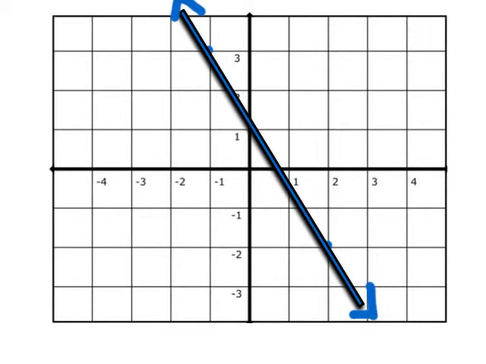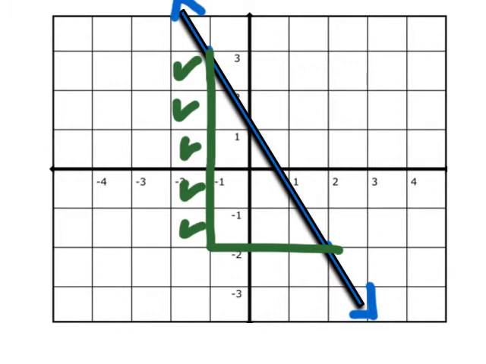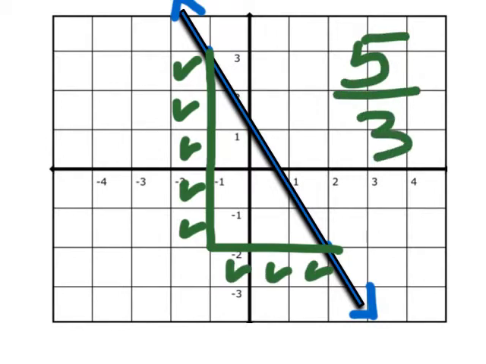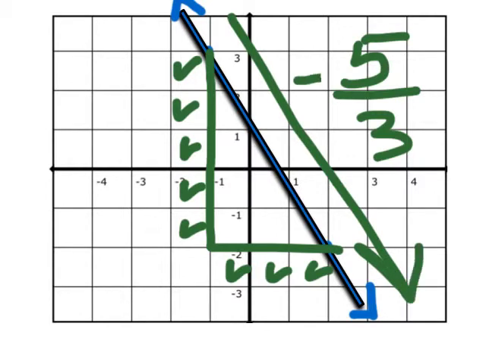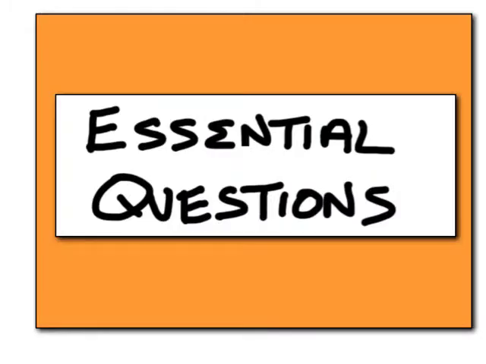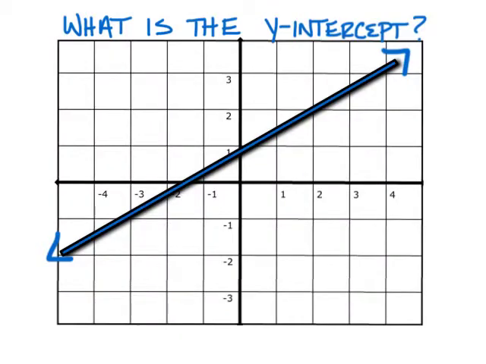Bonus problem number 2. Find the slope of this line. Solution for the slope. Here is your triangle down to here, and you have 1, 2, 3, 4, 5, and then 1, 2, 3. 5 over 3, but it drops to the right. That means it's negative. It should be a negative 5 over 3.